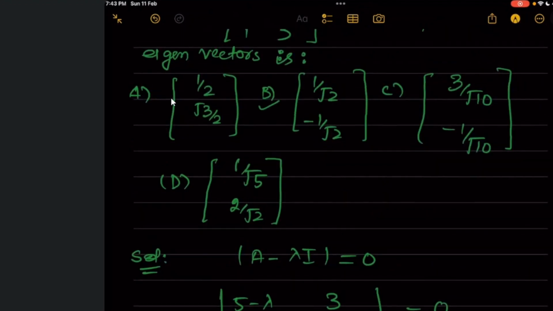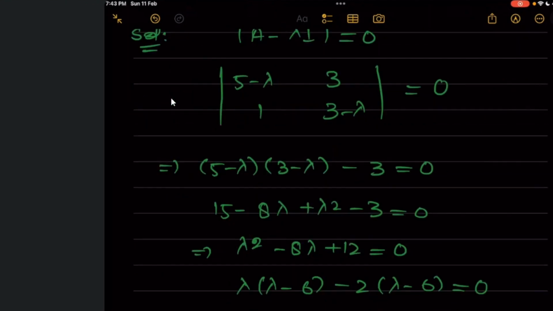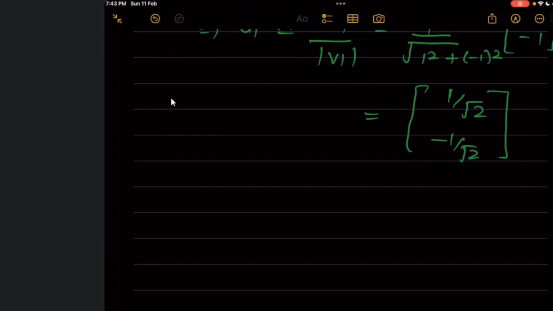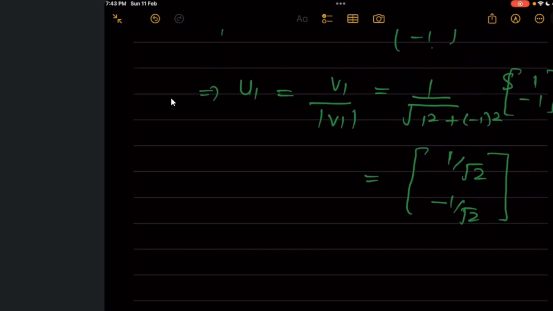So how many of you checked for lambda equal to 6? Kavita, did you do it for lambda equal to 6? Yes, ma'am. So what was the normalized vector for that? The eigenvector is 3, 1. Then normalized is 3 by root 10, 1 by root 10. Yeah, correct. So that is not given in the options. That is why only the second option is correct.